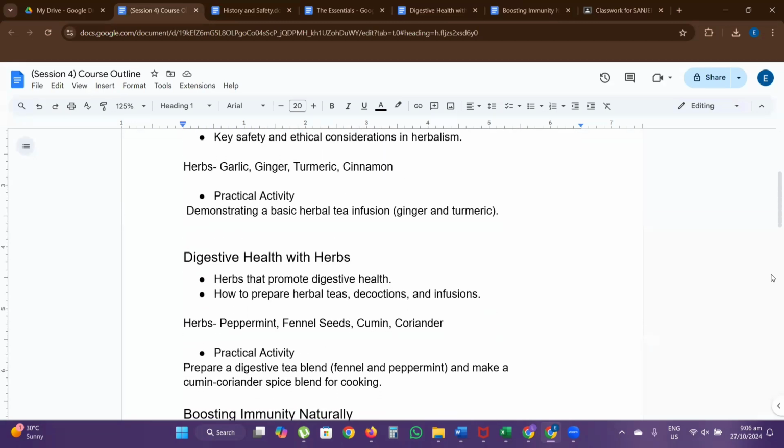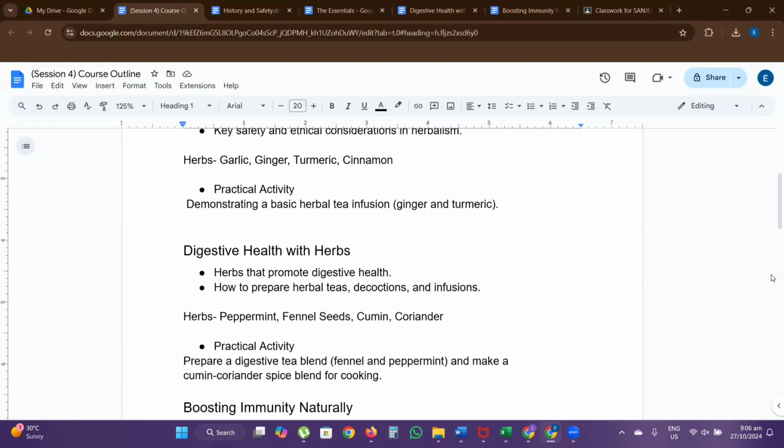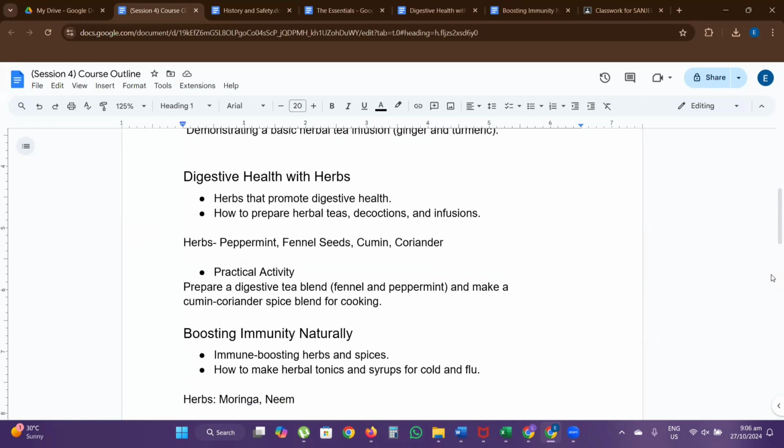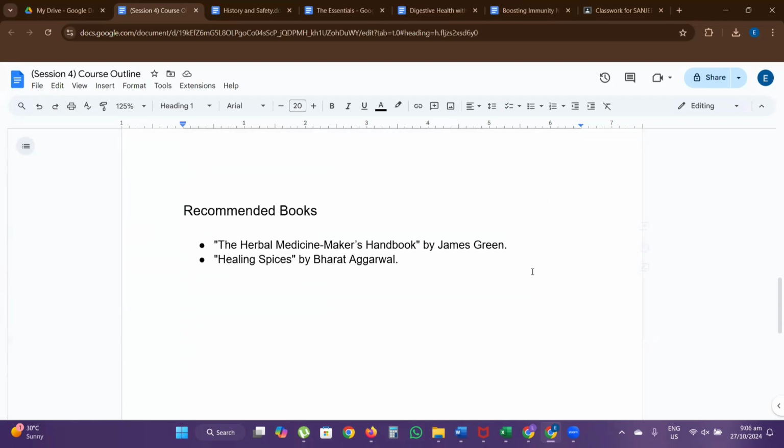So for today's class, we are going to do a little introduction on using medicinal herbs and spices throughout history and its safety aspect. Then we're going to do some digestive herbs and herbs for boosting your immunity. And here's another book that you can get.